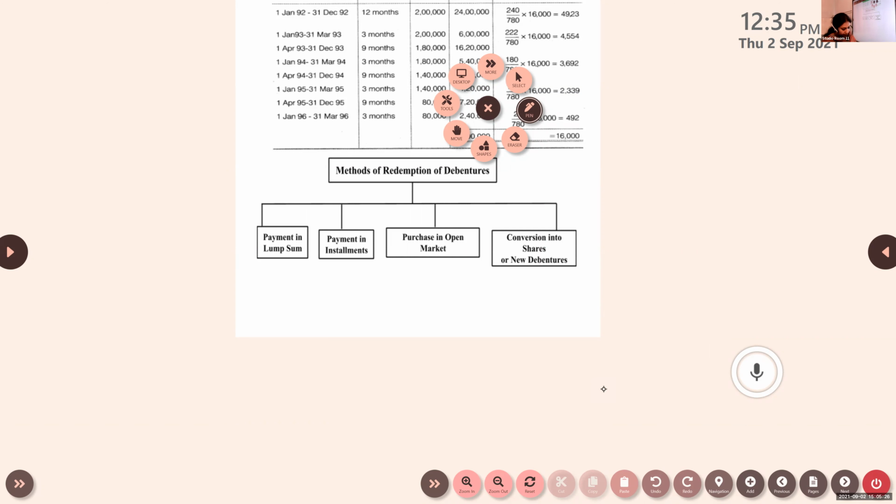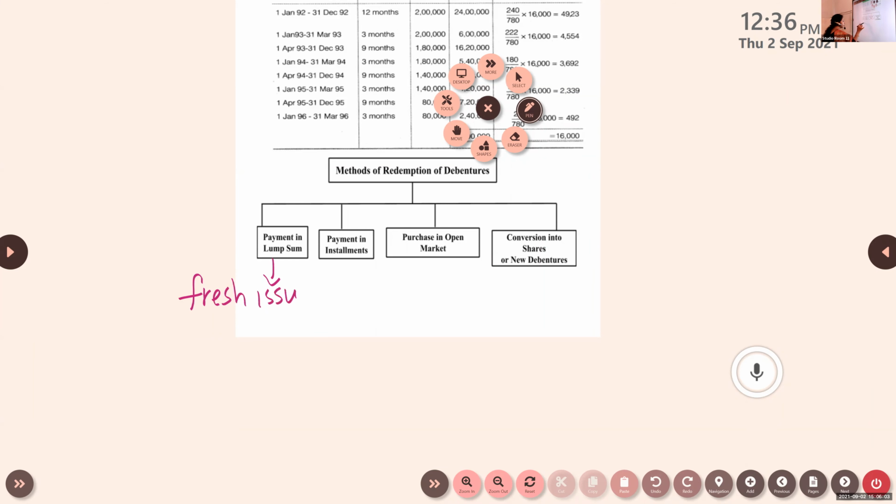You are familiar with these terms? Payment in lump sum means a single repayment. The whole amount is given at one lump sum. After some period, all the amount together is given in a single installment. That is payment in lump sum. Within this, you may note, redemption may be out of fresh issue.